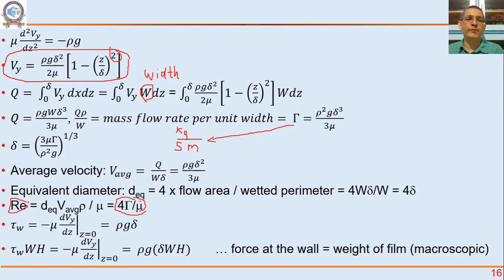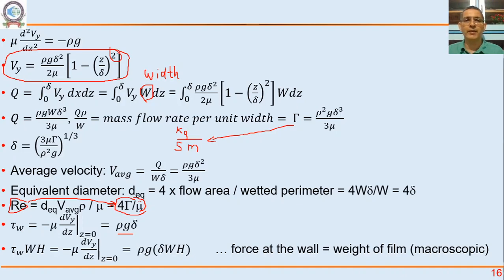It will tell you very quickly whether flow of that film is laminar or not laminar. Force balance, if I want to do, tau W would be minus mu dvy by dz at z is equal to 0. So simplify, if you take this expression, differentiate and put z is equal to 0, you just get rho g delta. So tau W is nothing but rho g delta. Total force on the plate, multiply this by WH. WH is the height of that plate, if you like.